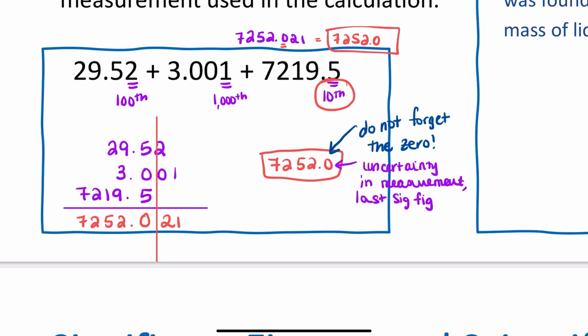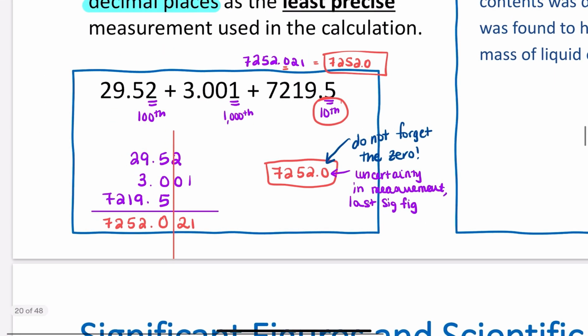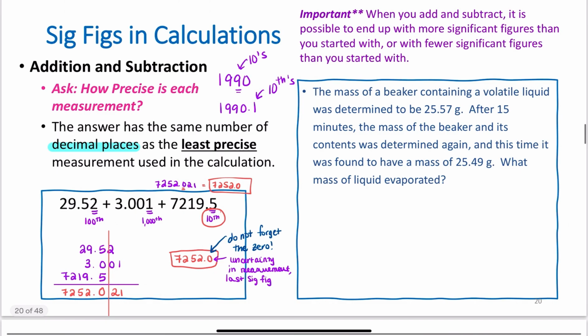But again, find a way to remember this rule. Do it however makes the most sense to you, but you need to practice this because this is what students are going to mess up. It is important to note that when you add or subtract, it is possible to end with more sig figs or fewer sig figs than you started with. For example, the example we just did, 29.52 actually had 4 sig figs.